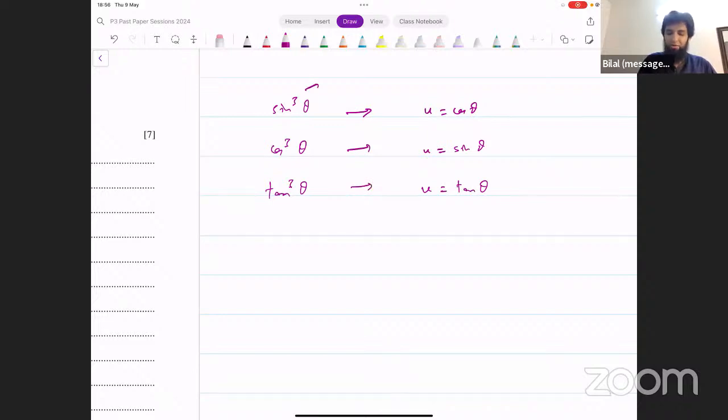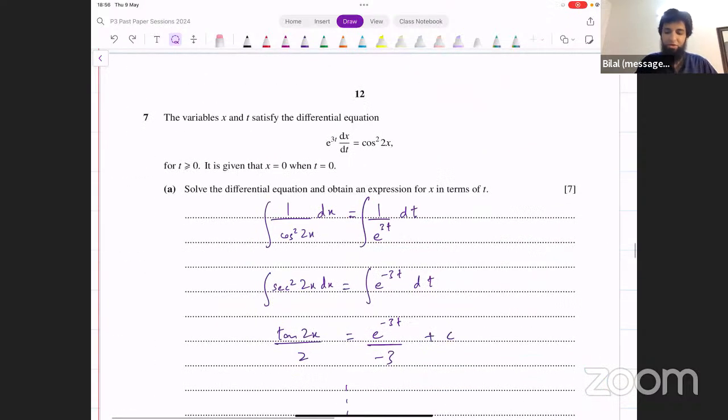For this, you would break it down into two parts, sine square theta into sine theta, and then write this as 1 minus cos square theta into sine theta. Then use this substitution. Similarly, this you break down into two parts, cos square into cos, and then use this substitution. And this you can do directly as well, but then you have to use the identity for tan. So these are standard methods that you need to know about.